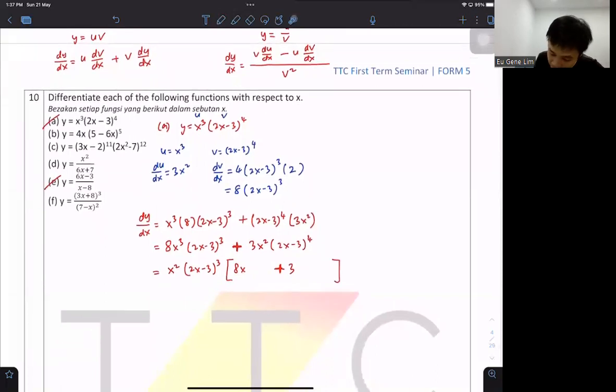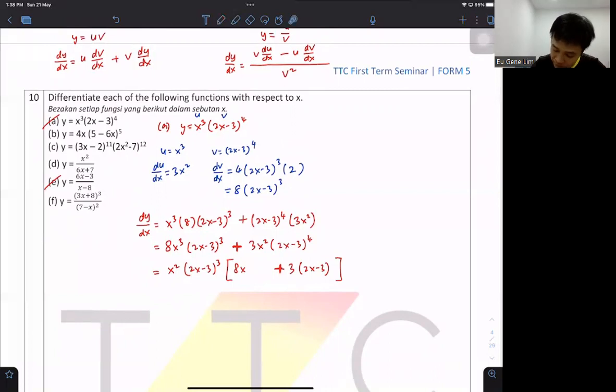Then power 4, you take out power 3, you still have power 1. 2x minus 3, power 1. But then power 1, no need to write the 1 also can, right? Because power 1 is the same thing. So just bracket 2x minus 3. Understand? So this one, you factorize like this.